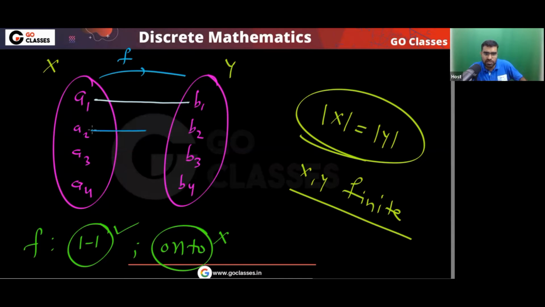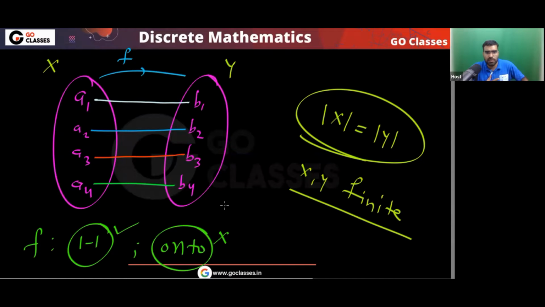So let me do this. Now tell me, can I do this? I cannot do this, because I want a 1-1 function, so different elements should have different images. Similarly, can I do this? No. Can I do this? No. Finally, that's it.